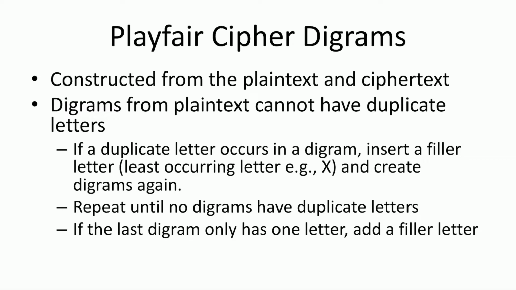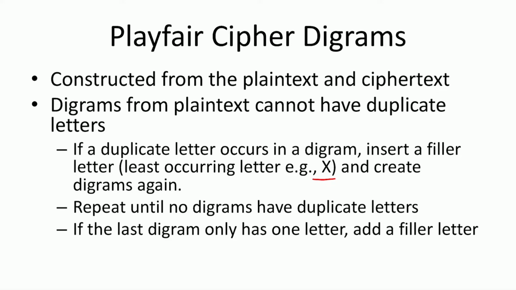Since plaintext is encrypted 2 letters at a time, we first need to create pairs of letters or digrams. The pairs cannot have duplicate letters. Now, if a duplicate letter occurs in a digram, we need to stop there and insert what is known as a filler letter between the duplicate letters and then create digrams again. Now, the filler letter is usually a least occurring letter, such as X. Now, this process is repeated until no digrams have duplicate letters.